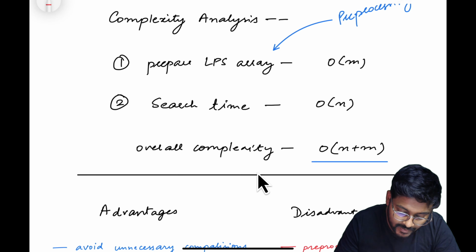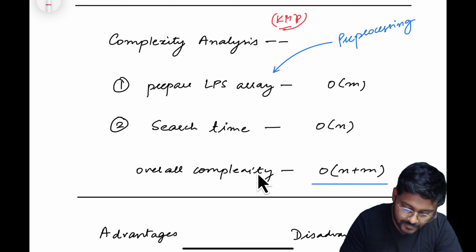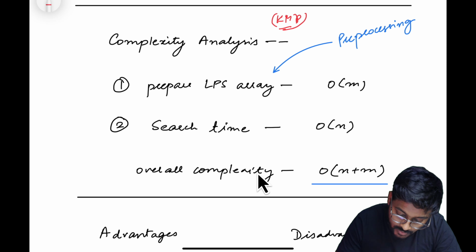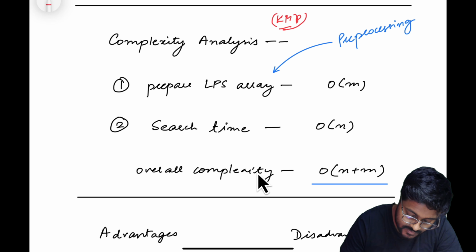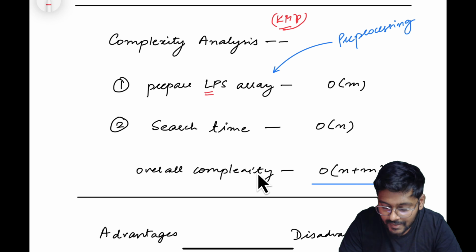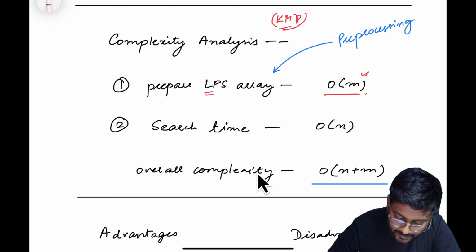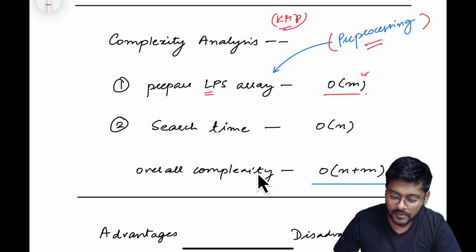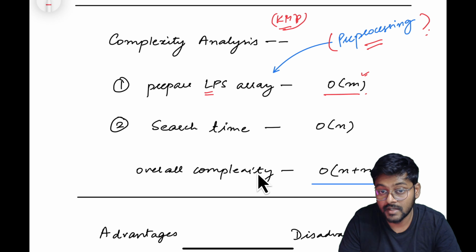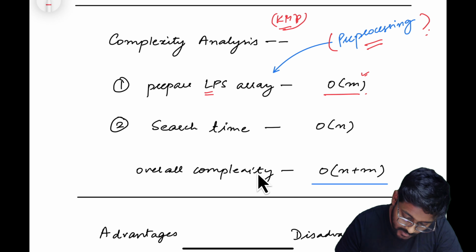Now let's do the complexity analysis of our KMP. The naive algorithm you already know, n into m. For the KMP, the first step is preparing the LPS array. The second step is using the LPS array. Preparing the LPS array is order of pattern.length, and this step is our pre-processing. We have to do this pre-processing before we start our matching logic. Okay, now what is the search time?